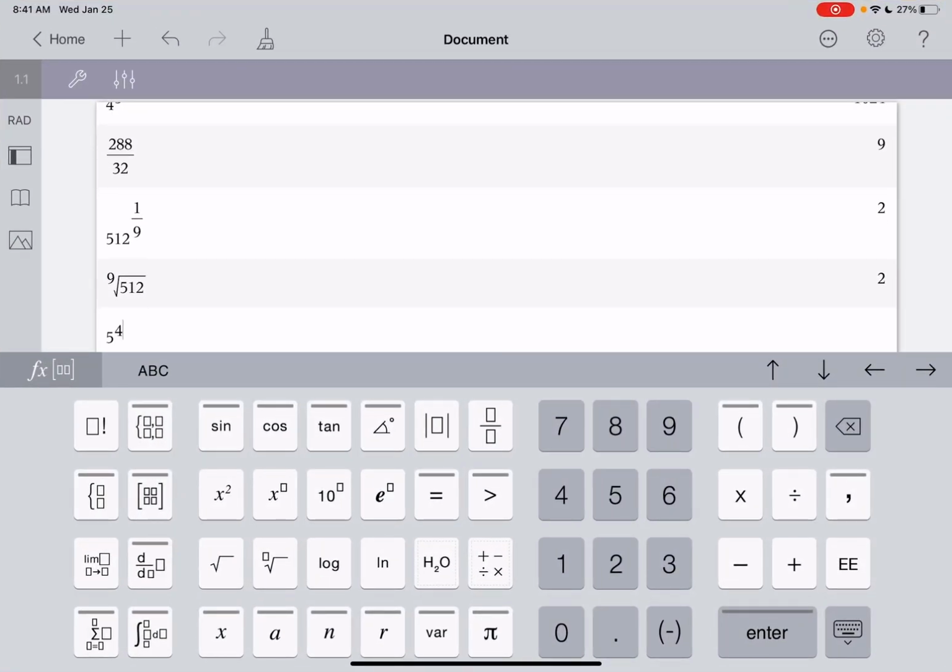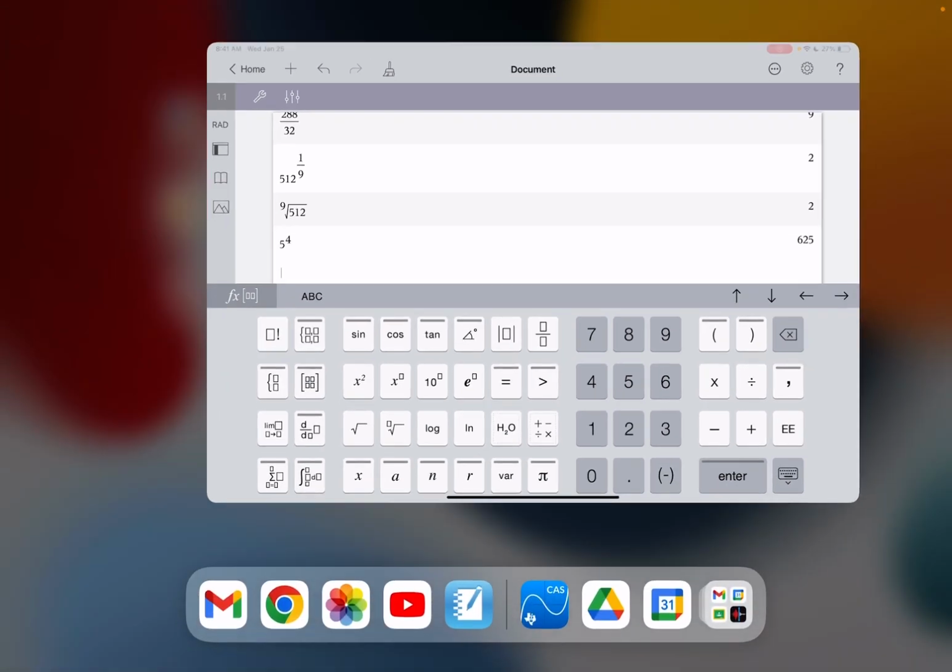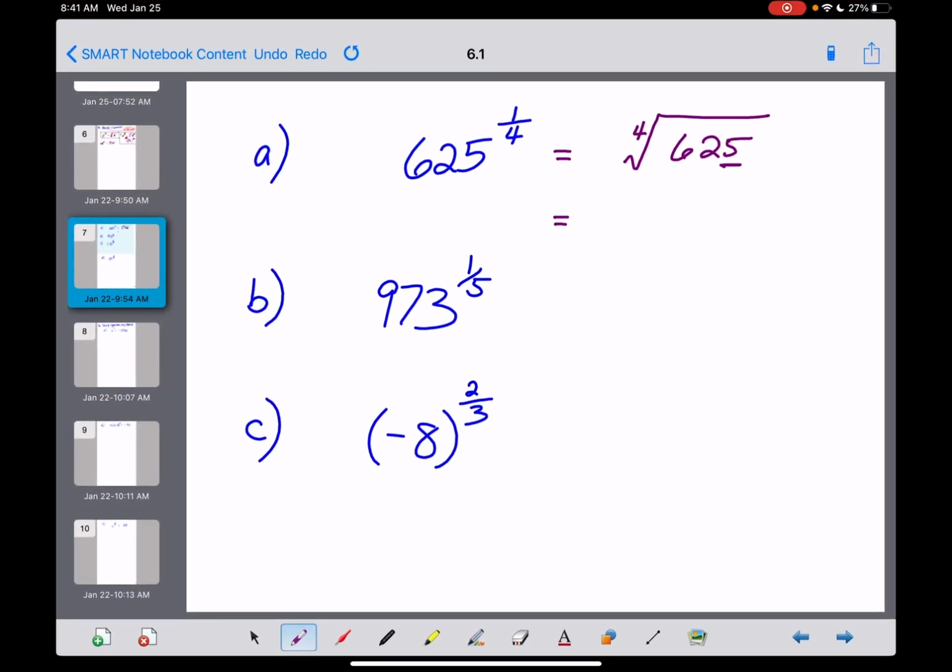5 raised to the 4th power. Yep, sure enough, that was 625. So here you go. Our answer to example A is 5. And that's it. 625 is a perfect fourth. We haven't talked about that at all yet. So for that reason, the answer is an integer, and there's no radical left over at the end.